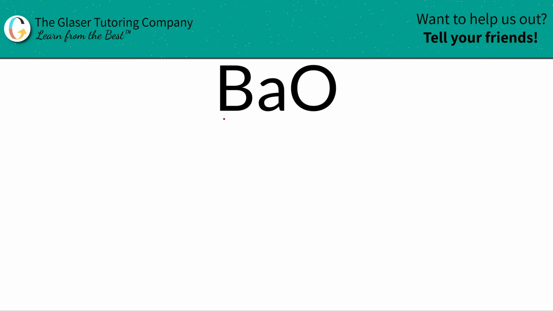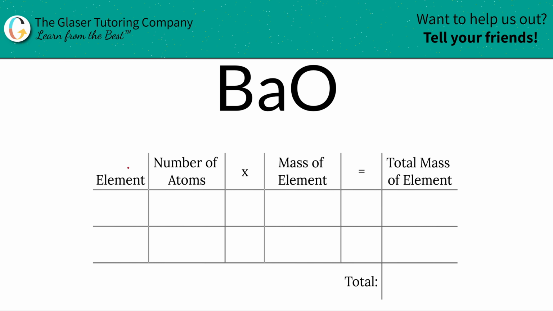So what is the molecular mass of barium oxide? Turns out it's a fairly straightforward process, and to help us organize our thoughts, I'm going to use this table. Bam! So the first thing I'm going to do is write down the elements in barium oxide. So I have barium, and I have oxygen.